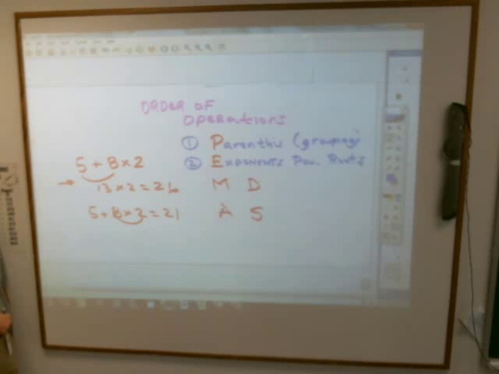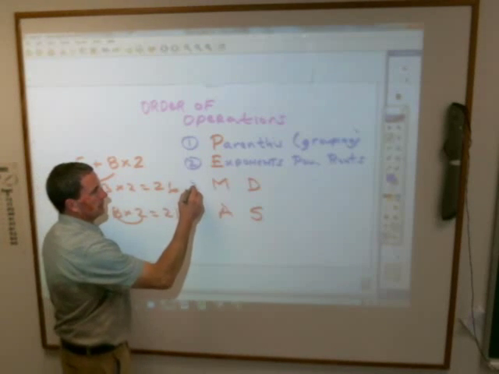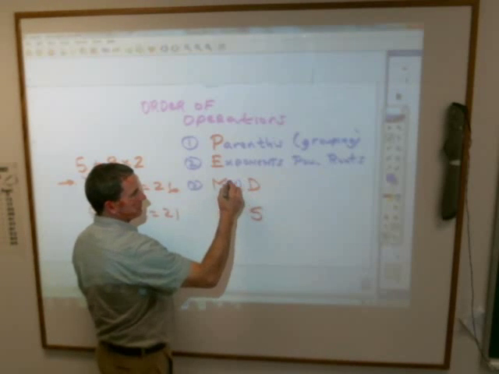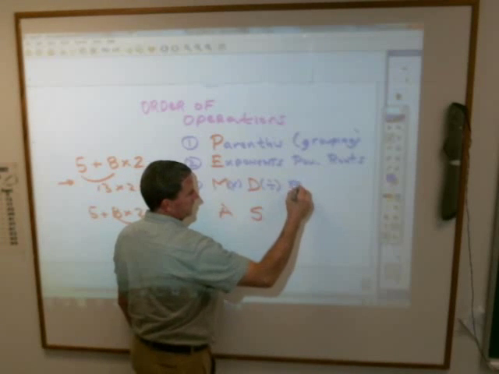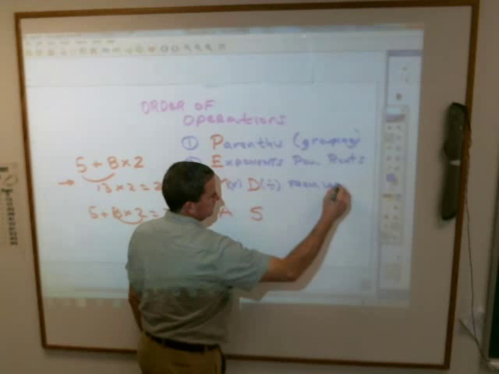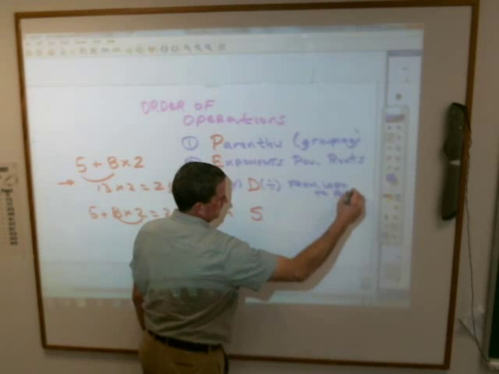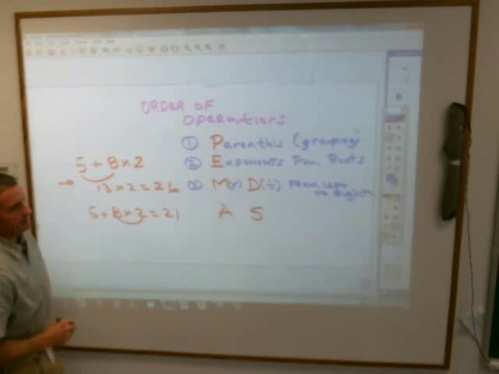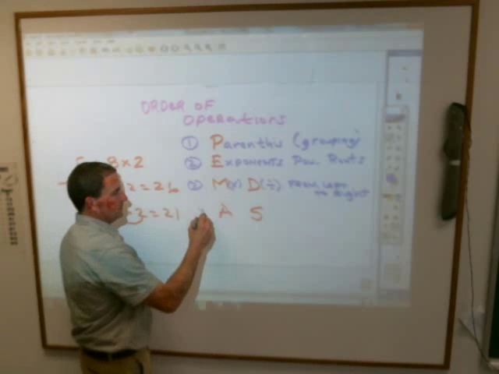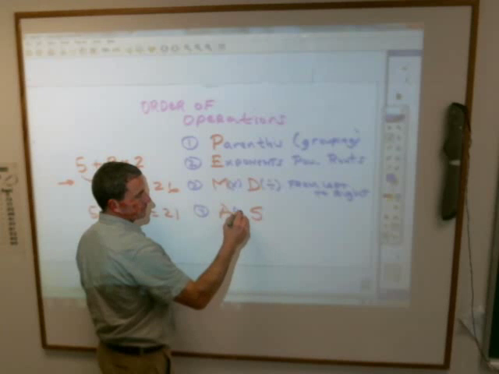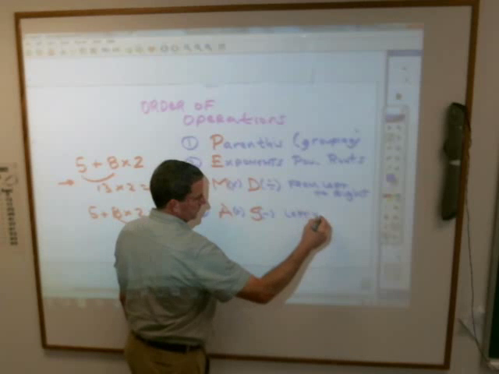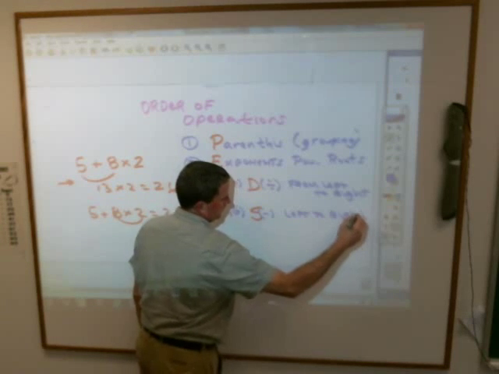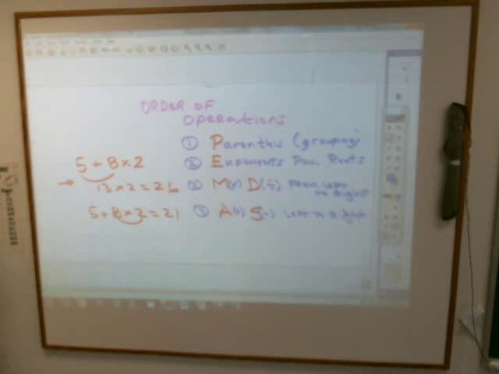The M and the D stand for what? Brianna Massey? Yes, multiplication and division. And again, you have to put, at the end of this, from left to right. And then the Aunt Sally part is addition and subtraction from left to right. Please excuse my dear Aunt Sally.